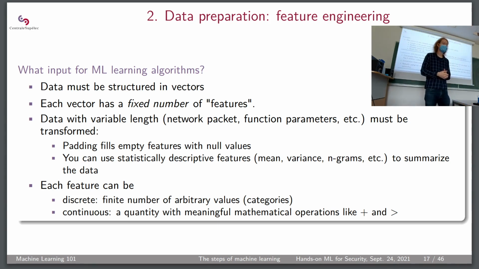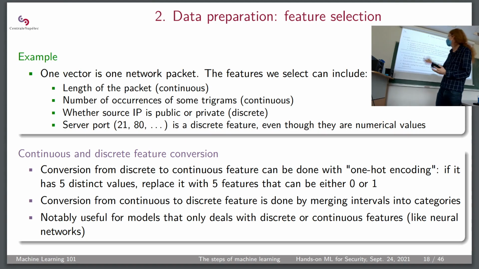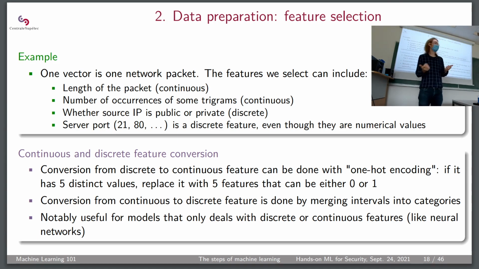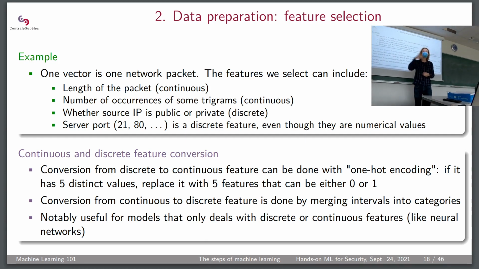As an example, if you want to create a vector from a network packet, you will select features. You can, for example, select the length of the packet. It will be continuous because it's a quantity. The number of occurrences of some trigram in this packet, so once again, this is continuous. Whether the source IP is public or private: there are two categories, so it's a discrete feature. And the server port, for example, 2180, these are numerical values, 21 and 80, but it's not a quantity. The value 80 could have been 100 or just 2. The value has no real meaning. So in that case, be careful, it is a discrete feature.